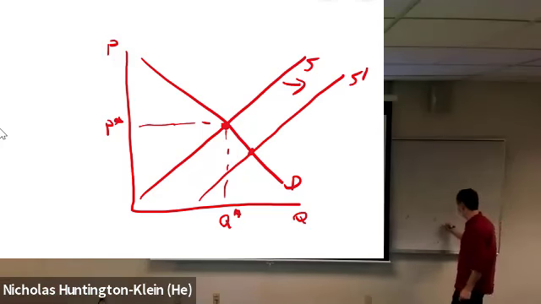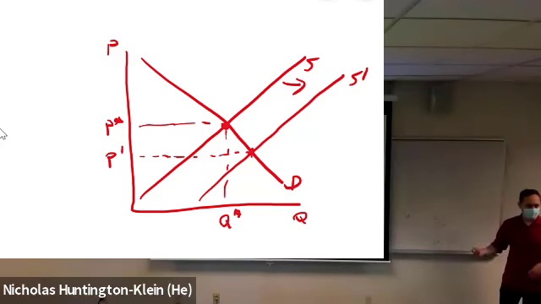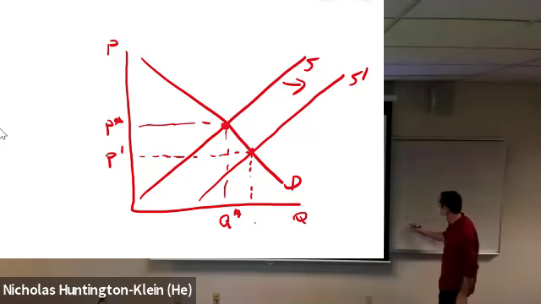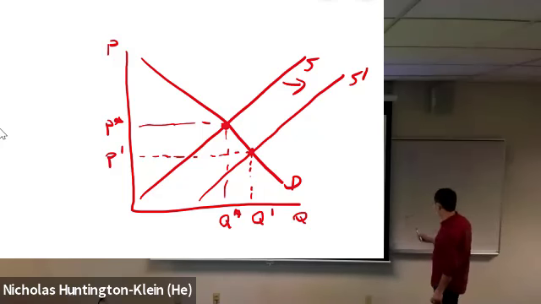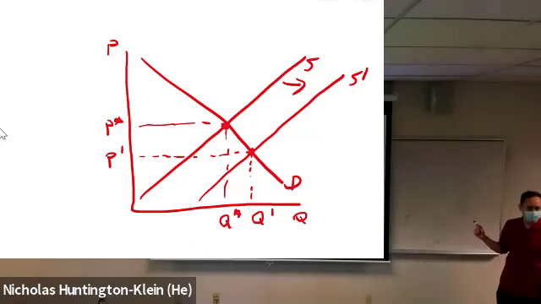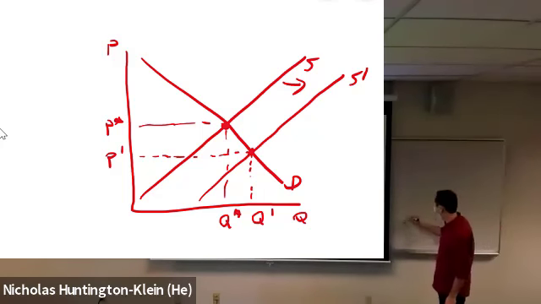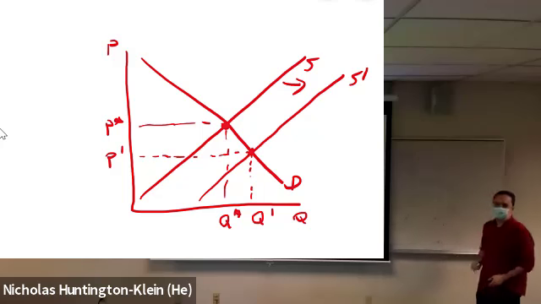We have our new equilibrium, which we find the exact same way as before. I'm just looking for where the supply and demand curves cross. We just have new supply and demand curves now. It's P prime, Q prime. And so we'd say, whatever this thing was that caused supply to increase, it's probably going to decrease the price and increase the quantity.